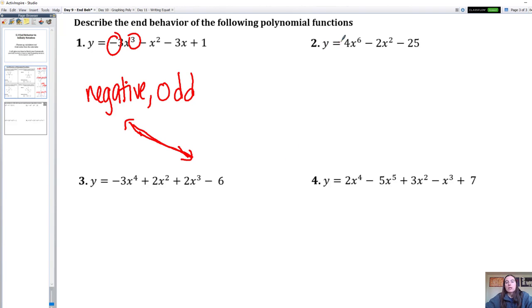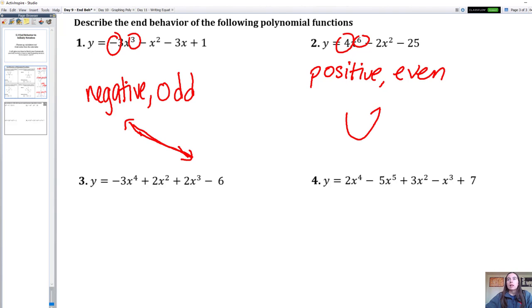Number 2, we have y equals 4x to the 6th minus 2x squared minus 25. The number out front is positive, so we have a positive polynomial. The highest degree is 6, so it is even. Because it's even, the arrows will go in the same direction. Because it's positive, they'll be going up. So it might look something like this. Again, don't care what's going on in the middle, just the arrows.